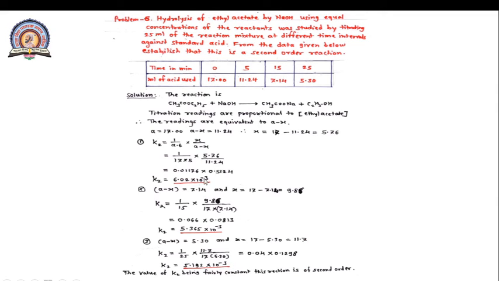Now students, observe the value of K2 for 5 minutes, K2 for 15 minutes, then K2 for 25 minutes. It clearly indicates that the value of K2 is fairly constant. These values are near each other and fairly constant, and this reaction is a second order reaction. Hence, put the result here: the value of K2 being fairly constant, this reaction is of second order.